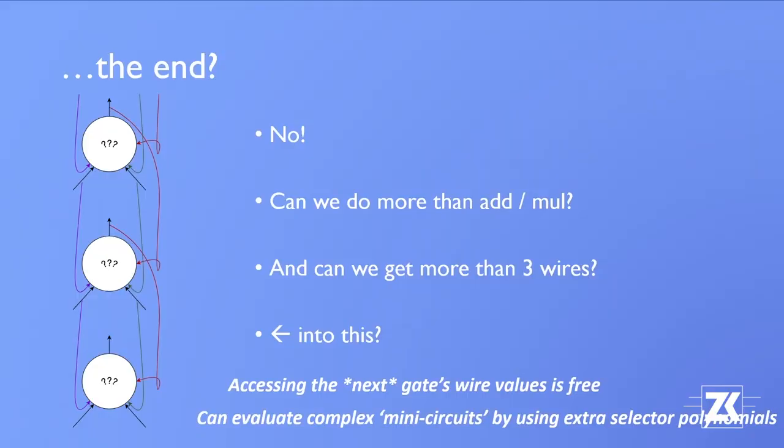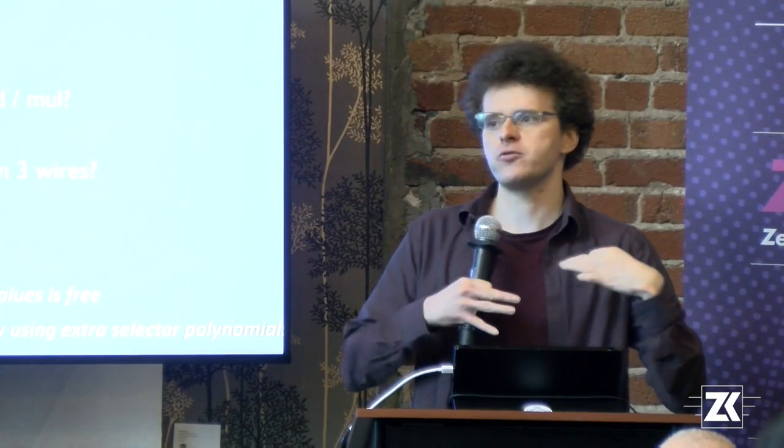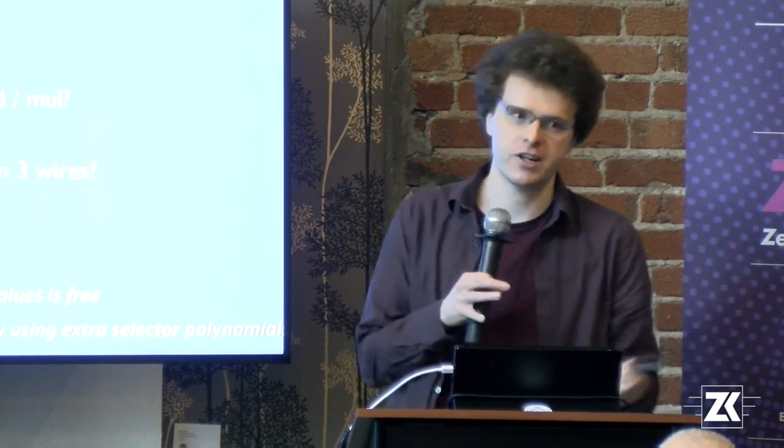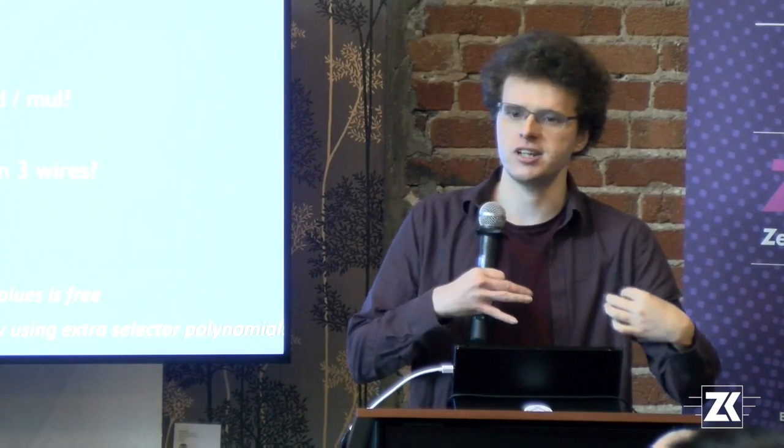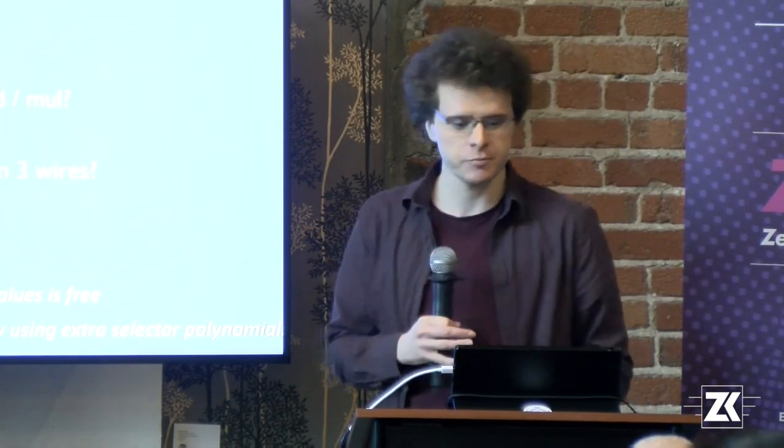And this is incredibly useful for a few reasons. Specifically, it's great for sequential operations. If you want to do an addition chain, for example, where you're adding together values into a sum, then if you have access to the next gate's output wire, the current gate's output wire you can treat as an input wire. And then your left and right wires you can accumulate into a sum. So effectively, if you're combining n values into a sum, you don't need n addition gates, you need n over 2 addition gates.